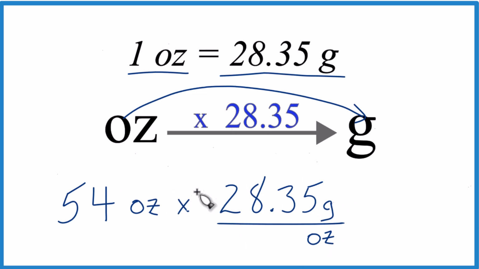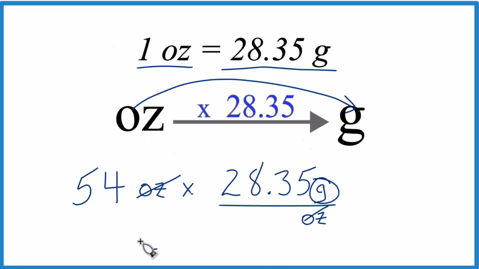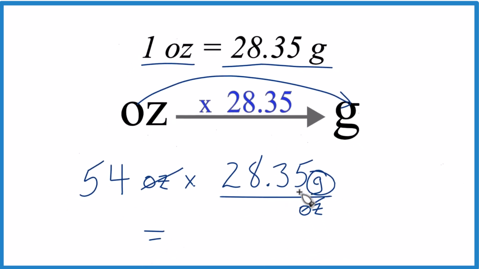But now we multiply, we have ounces on top and the bottom, they cancel out. We're left with grams, and that's what we're looking for. So 54 times 28.35, that gives us 1,530.9. And the units, that's the grams right there. And that's how you do it.